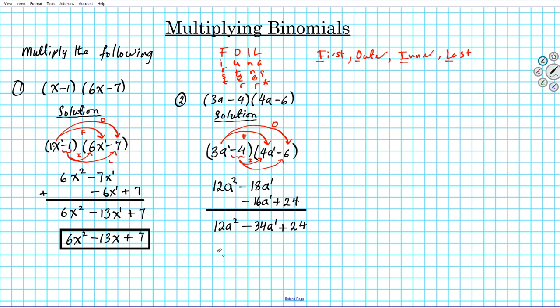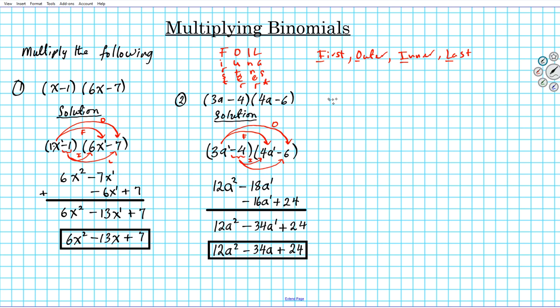All right, let's do some cosmetics here. So final answer, clean it up. We have 12a squared minus 34a. The power is 1, you don't have to write that down. Plus 24. And there goes your answer for question number 2.